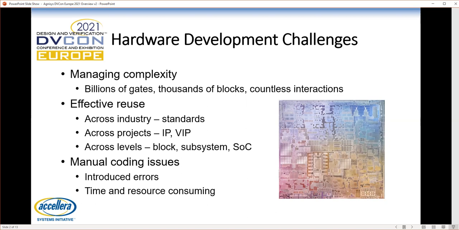Of course, some portion of every SoC will be hand-coded because it will have new functionality that makes it a viable product. Well, you can't avoid hand coding, but it is very time and resource consuming. And of course, you will introduce errors. No designer is perfect. Those errors must be found during verification and fixed before the chip is fabricated.